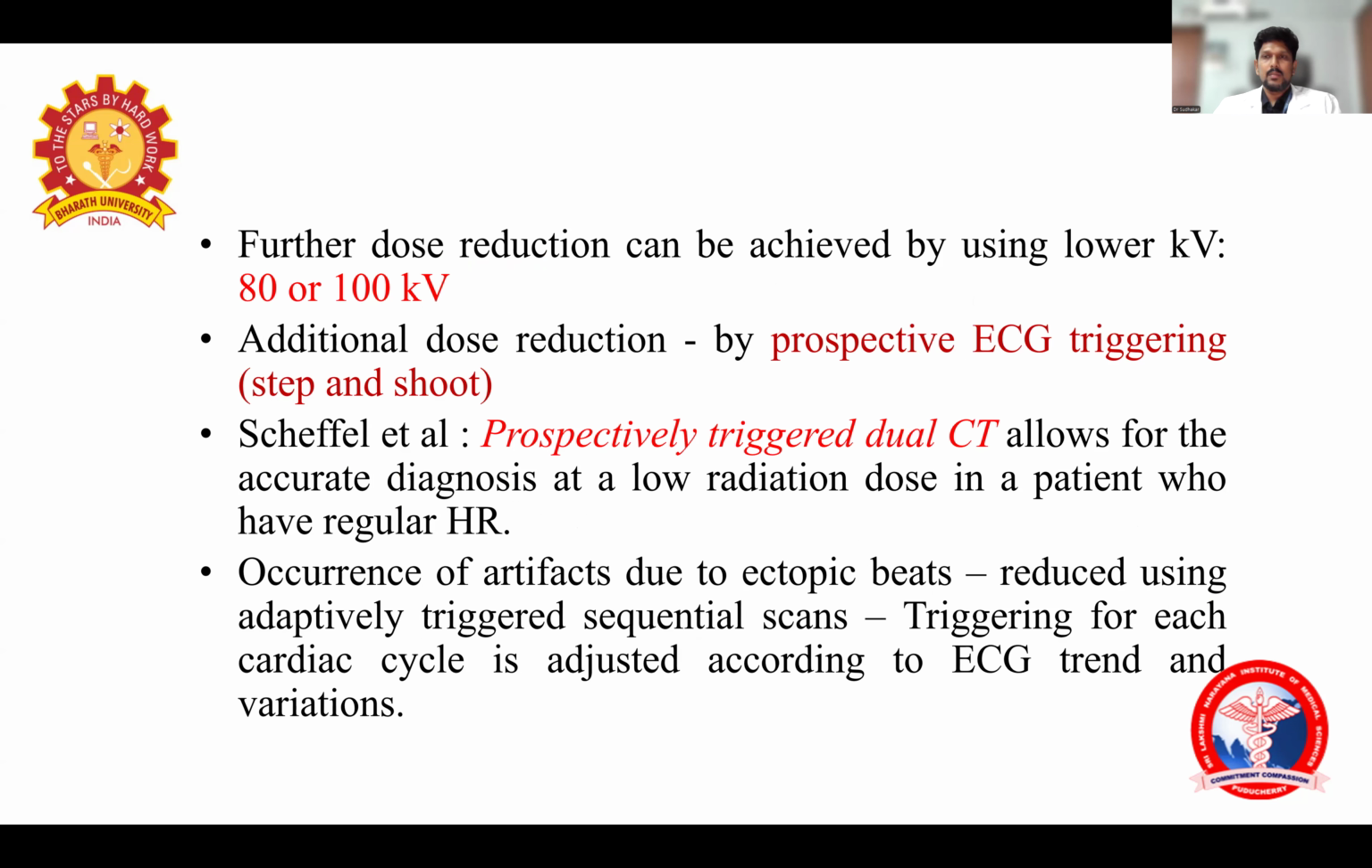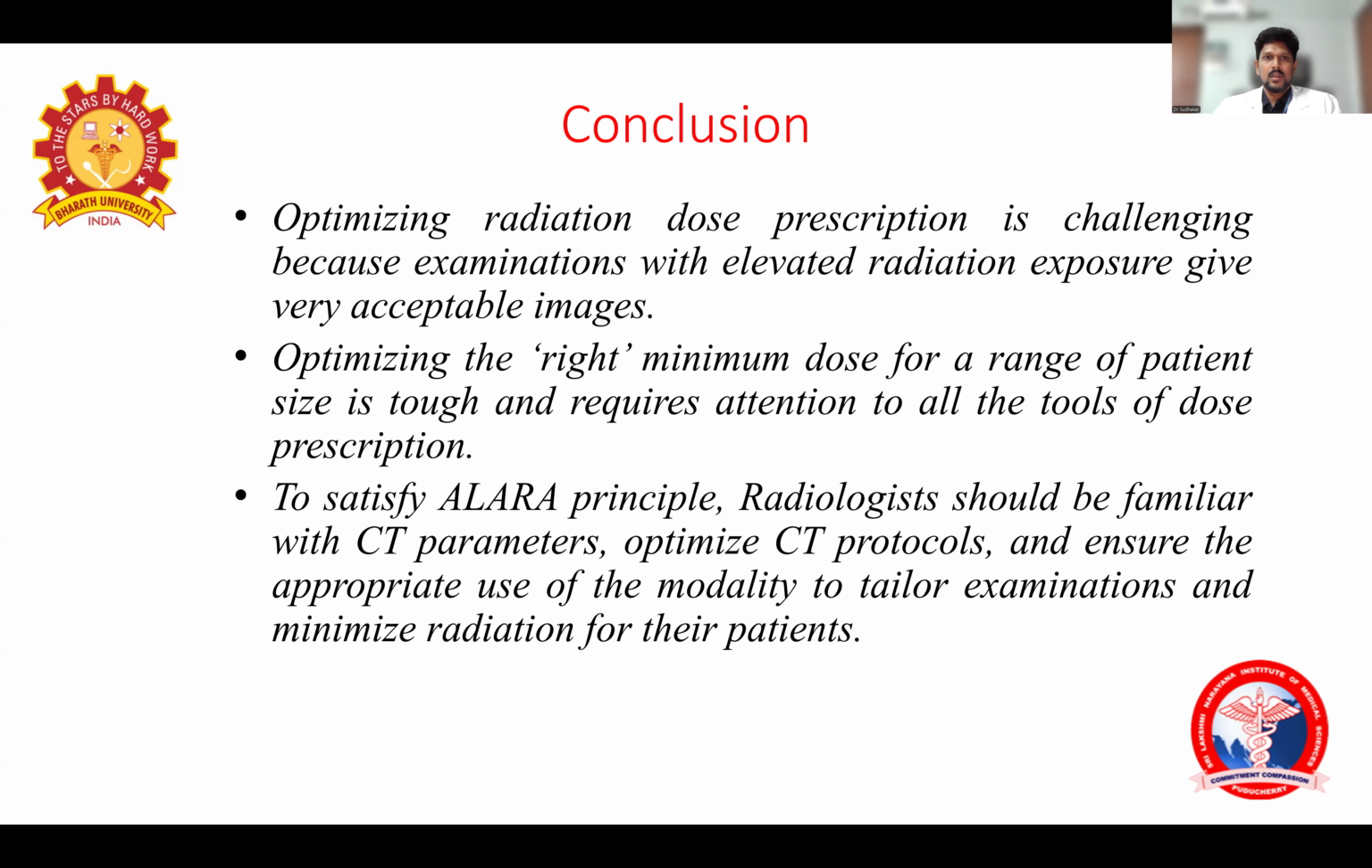Further dose reduction can be achieved by using lower kV, which is 80 or 100 kV. Additional dose reduction by prospective ECG triggering, step and shoot, can be done. Prospectively triggered dual CT allows for accurate diagnosis at a low radiation dose in a patient who has a regular heart rate. Very important to remember. The occurrence of artifacts due to ectopic beats is reduced using adaptively triggered sequential scans. Triggering for each cardiac cycle is adjusted according to the ECG trend and variations.